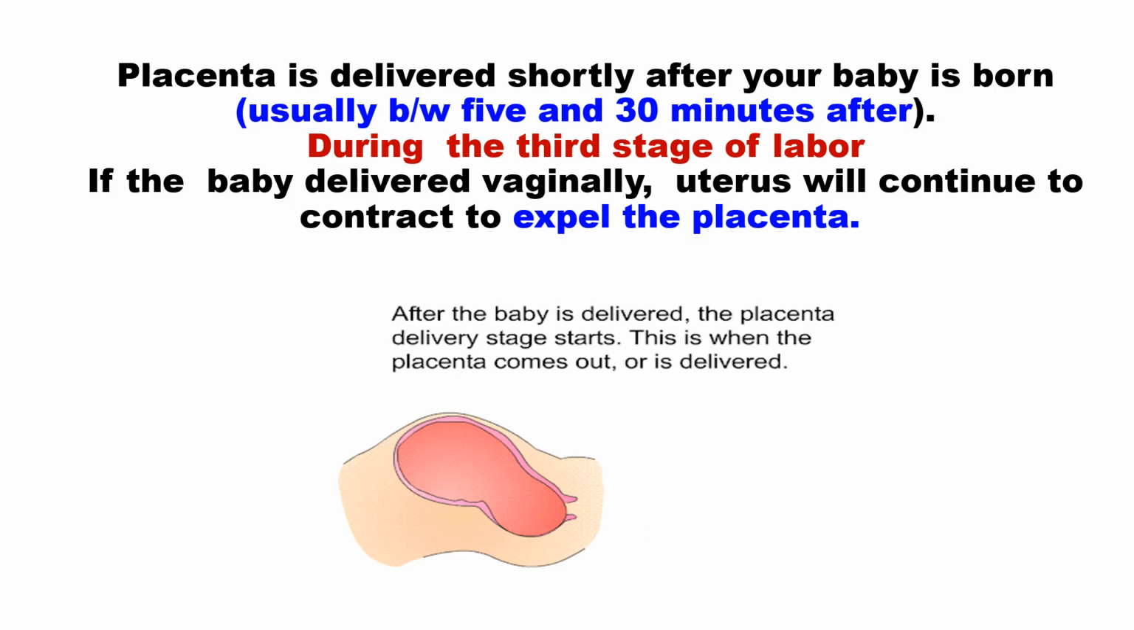Placenta is delivered shortly after the baby is born, usually between 5 to 30 minutes after the birth of the baby. And this stage is the third stage of labor. If the baby is delivered vaginally, the uterus will continue to contract and expel the placenta.